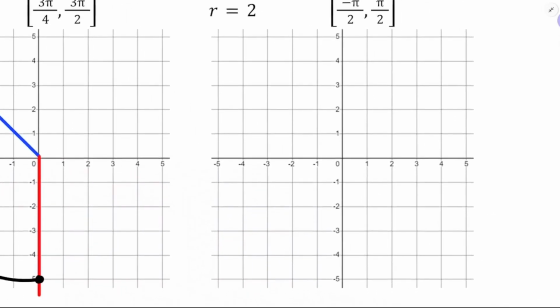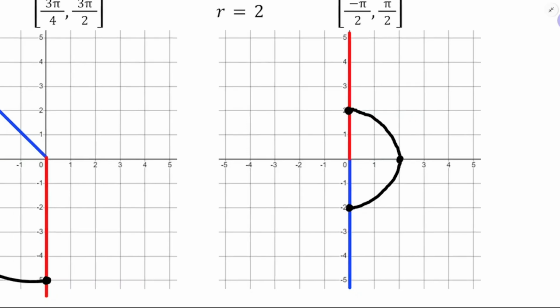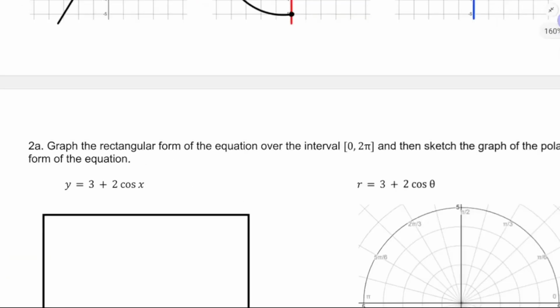Okay, r equals 2 on negative pi over 2 to positive pi over 2. Well, negative pi over 2 is down here, and positive pi over 2 is up here. And our graph, 2 units away from the origin at all times, that'll be a circle. It'll map out like this as theta increases from negative pi over 2 to positive pi over 2. I like drawing the circle ones.